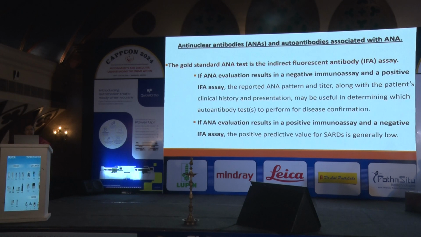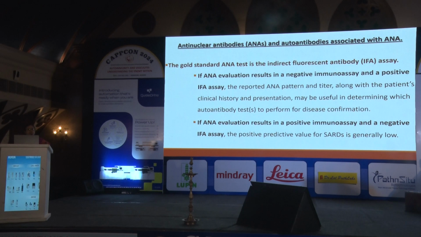So coming to the ANA, the gold standard, as we know, there are many methods by which we can detect ANA, but indirect immunofluorescence is the gold standard, with a minimum titer dilution starting at 1:80 or 1:100 according to the kit.